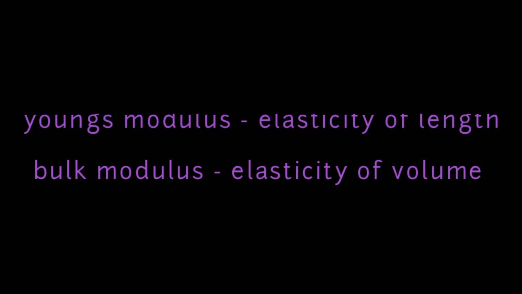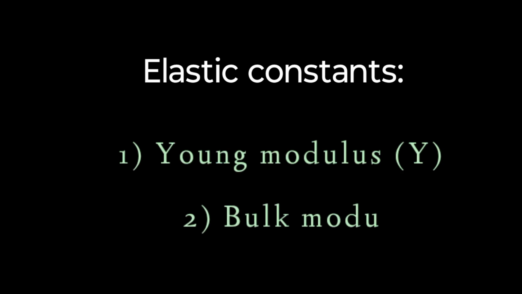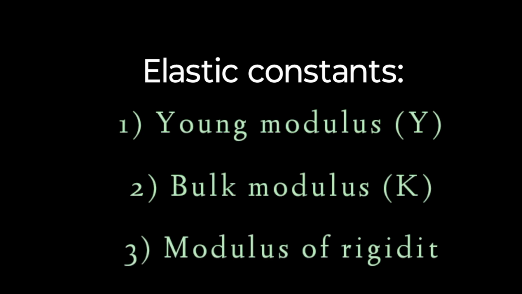Okay, next you need to remember this. Young's modulus is termed as the elasticity of length, whereas bulk modulus is termed as elasticity of volume. Next question can be, there are how many types of elastic constants? So we have three types of elastic constants: Young's modulus, bulk modulus and modulus of rigidity.